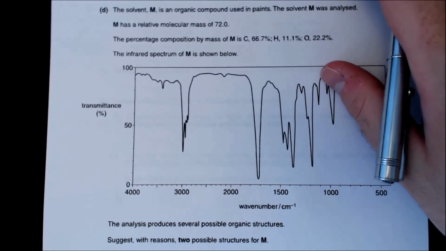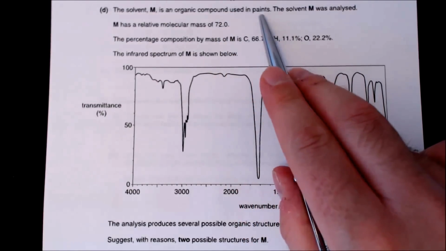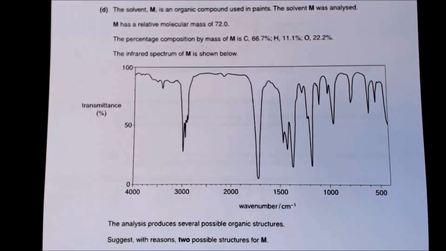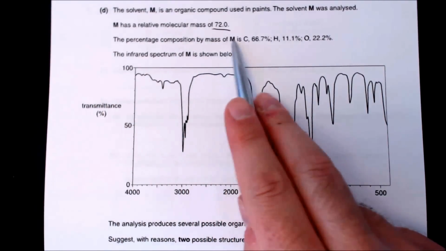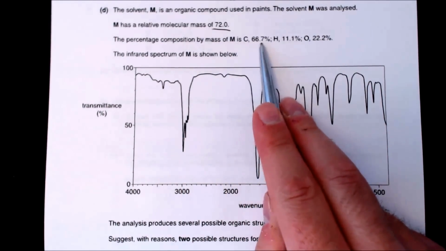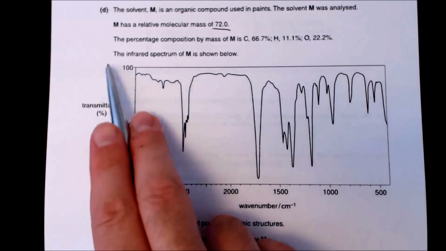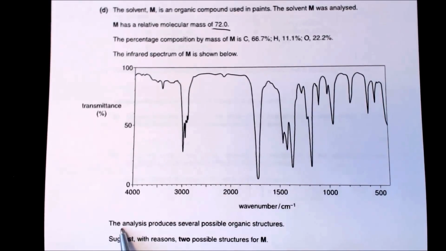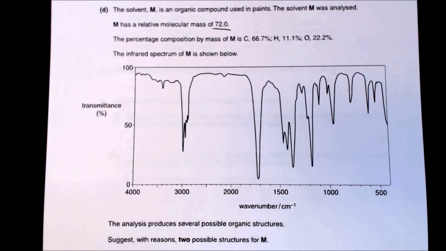Okay, right, so it says the solvent M is an organic compound used in paints. The solvent M was analysed. M has a relative molecular mass of 72, so we'll use that later on. The percentage composition by mass of M is carbon is 66.7%, hydrogen is 11.1%, and oxygen is 22.2%. The infrared spectrum of M is shown below, and it's given us the infrared spectrum. Okay, it says the analysis produces several possible organic structures, suggest with reasons two possible structures of M.